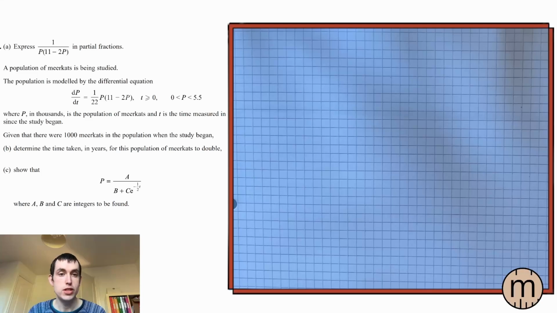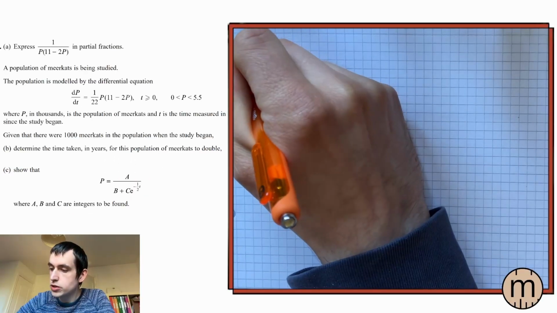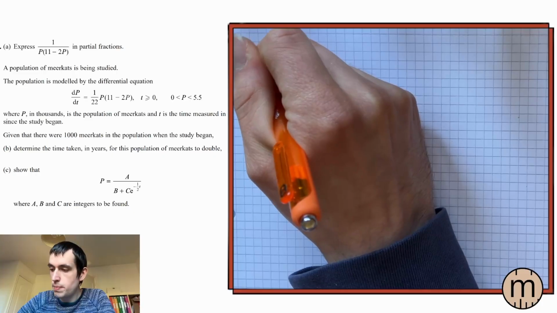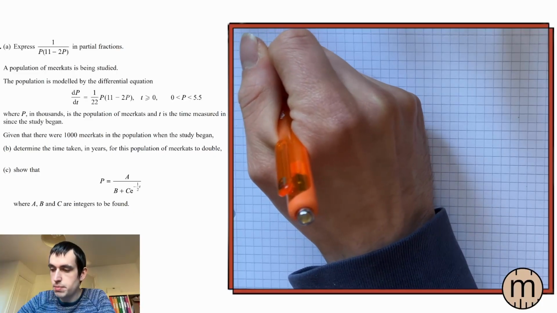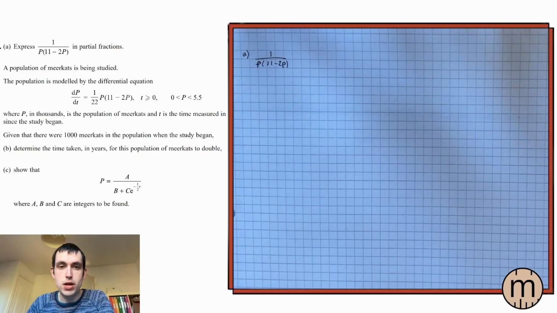Today we've got a differential equations question. It comes at the very end of a paper, so you know we should be in for a challenge. In part A, we are asked to express 1 over p times 11 minus 2p in partial fractions.